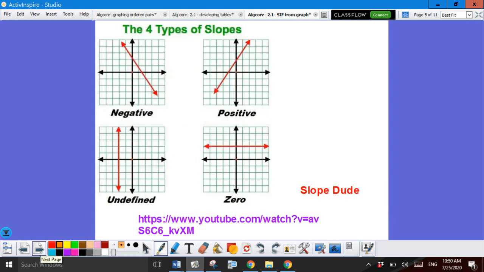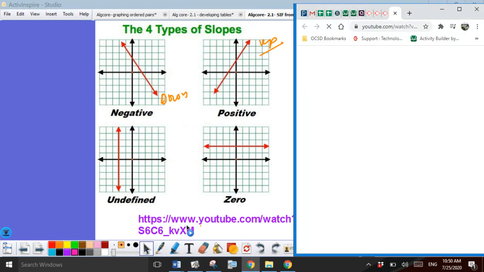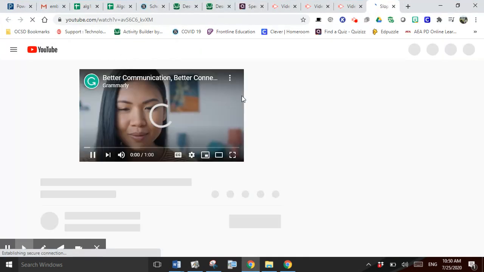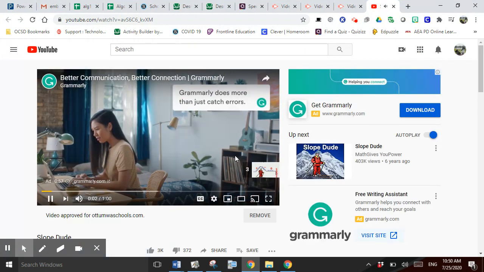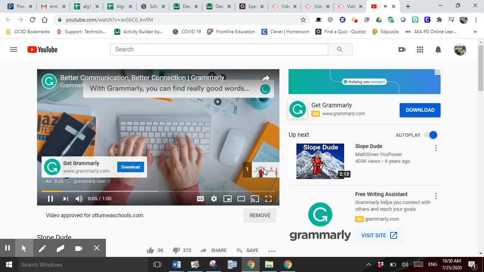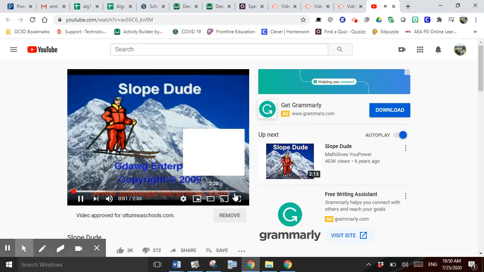Now, there are 4 different kinds of slope, okay? We have negative, positive. Now, notice how negative is going down on the right-hand side and positive is going up, okay? And then we have undefined and we have 0. So I want to take a minute and I want to watch this video just to kind of get our head wrapped around. Okay, here we go. So let's watch this video.